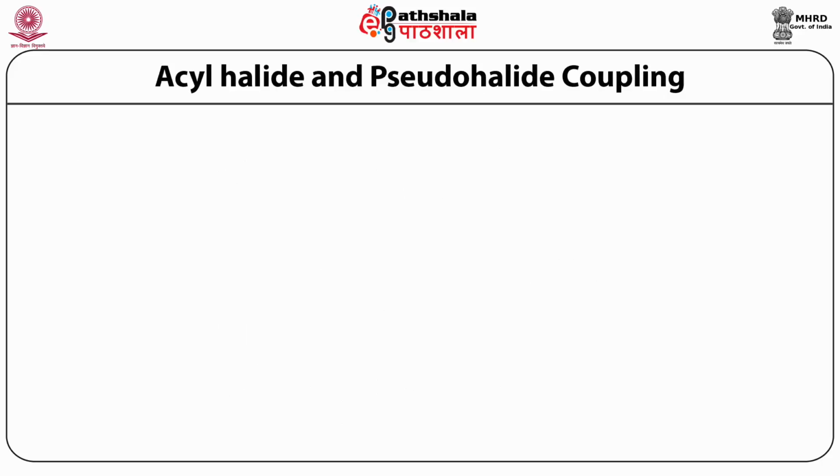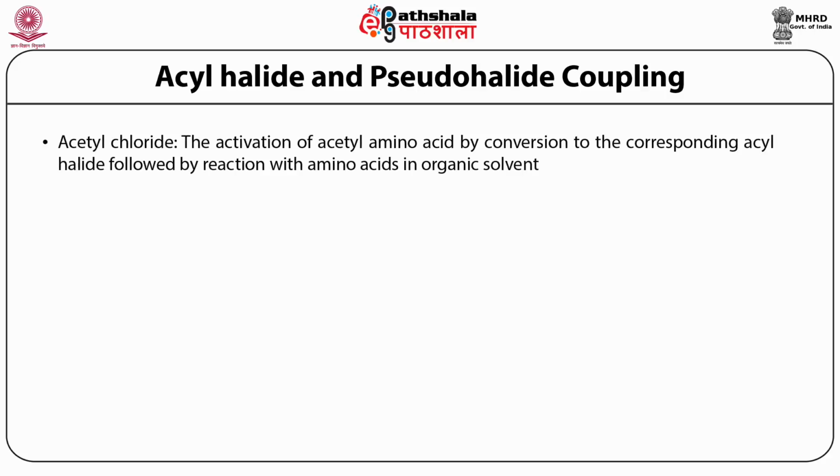Usually in peptide synthesis, mixed anhydride coupling and carbodiimide coupling are generally used, but there are other mechanisms also for peptide synthesis. These are acyl halide and pseudohalide coupling. In acyl chloride coupling, the activation of the acyl amino acid is done by conversion to the corresponding acyl halide, followed by the reaction with an amino acid in organic solvent.